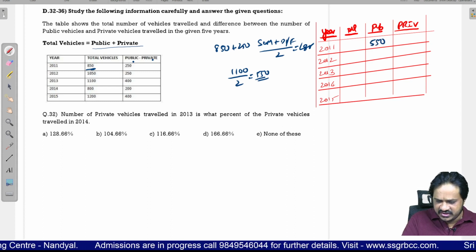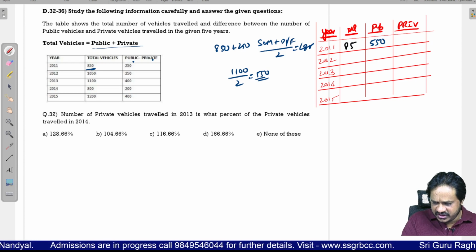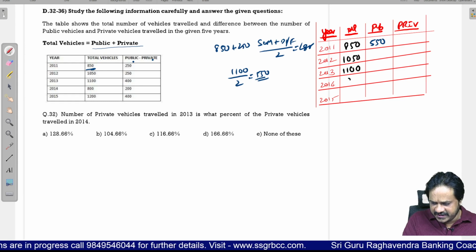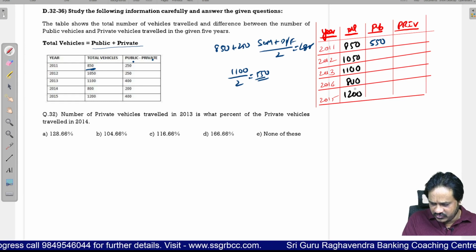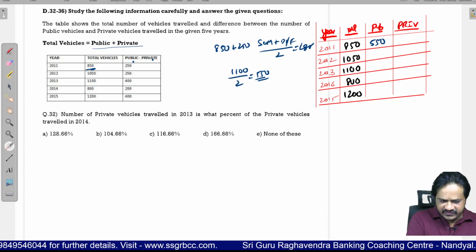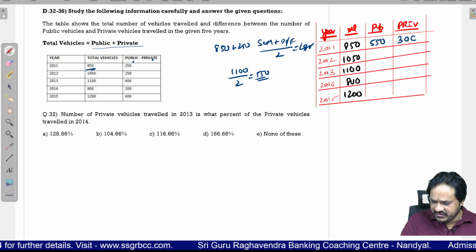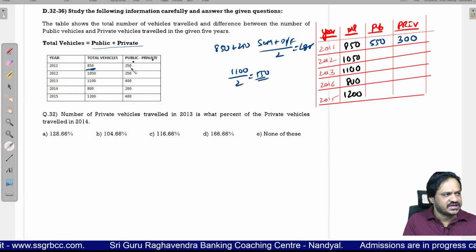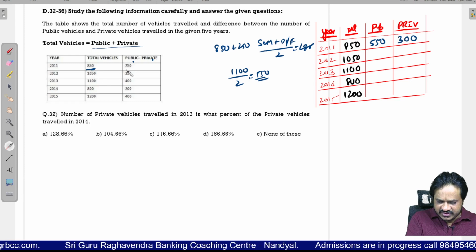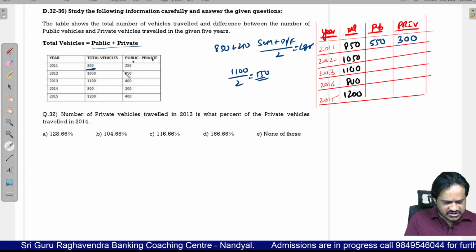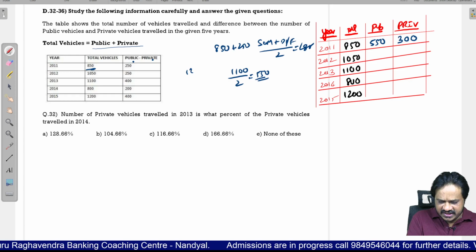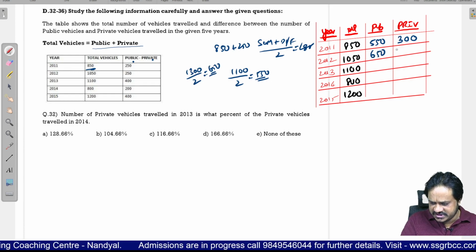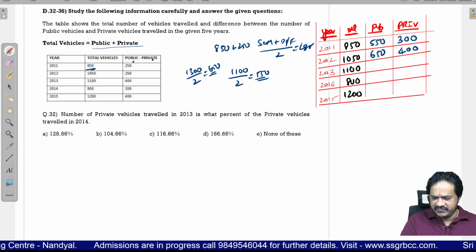550 is the public. We have the total vehicles: 850, 1050, 1100, 800, 1200. Out of 850, 550 is public. Remaining 300 will be private. 550 minus 300 is 250, that is the difference. Similarly, this one, 1050 plus 250, that is 1300. 1300 divided by 2 will give 650. So, this is 650, this is 400, difference again 250.